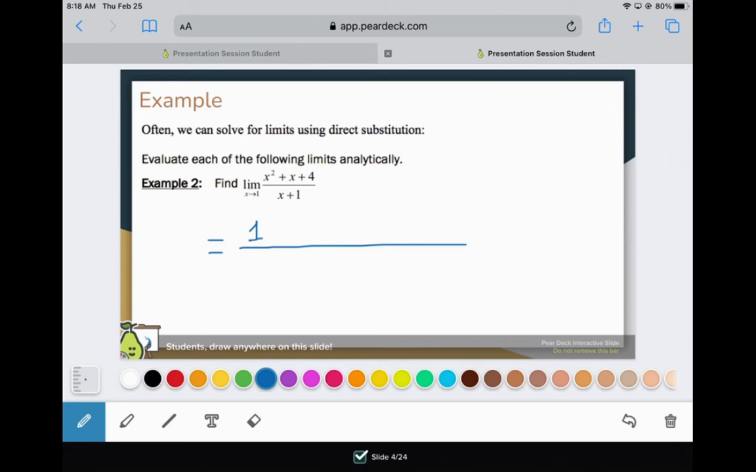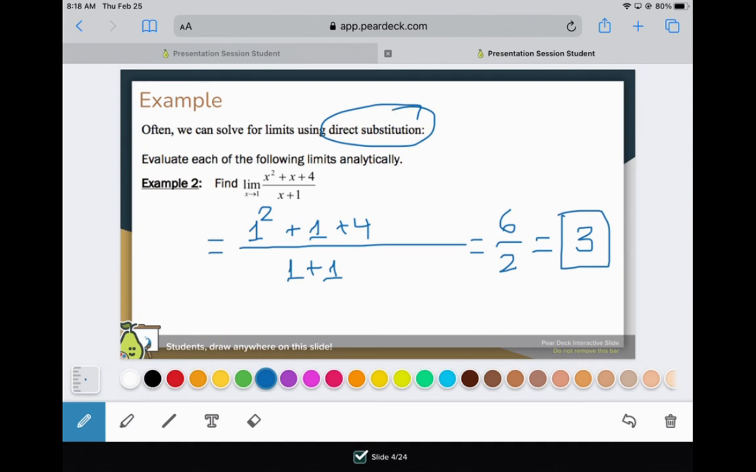I'm going to write a little bit bigger, down here. So 1 squared plus 1 plus 4, over 1 plus 1, that would give you 6 over 2. If I simplify, it is 3. So that's the limit of this function. This is called direct substitution. What I do is take the x value, plug it into the equation, and that will give me the limit.